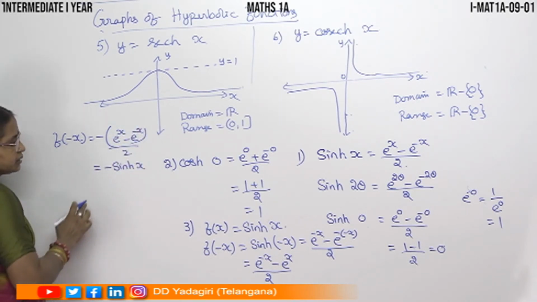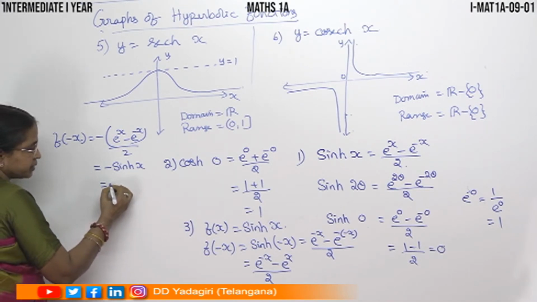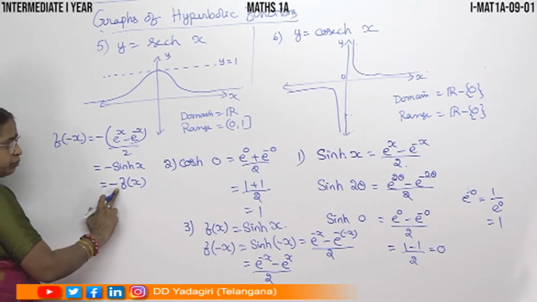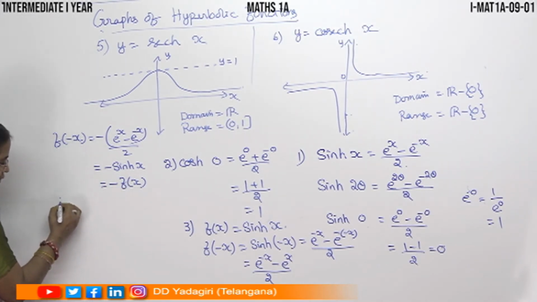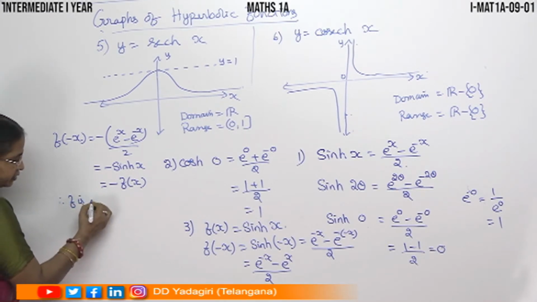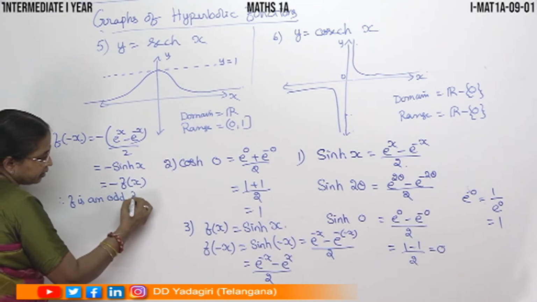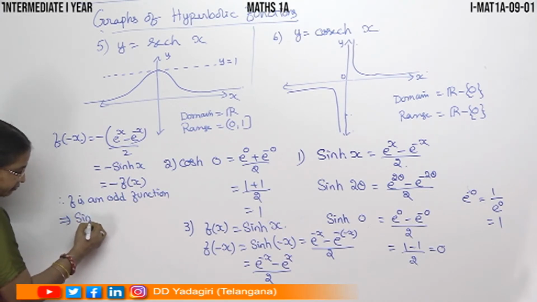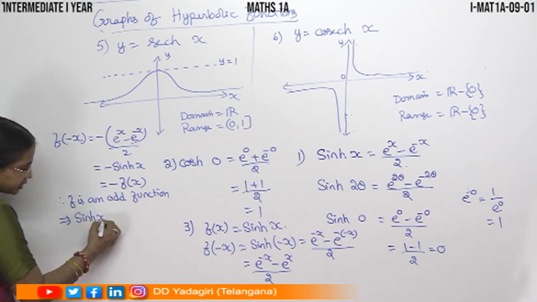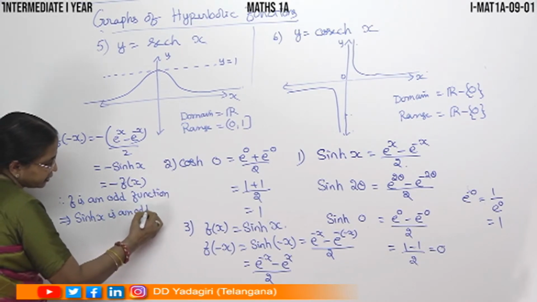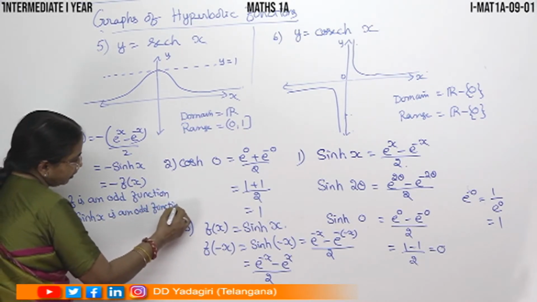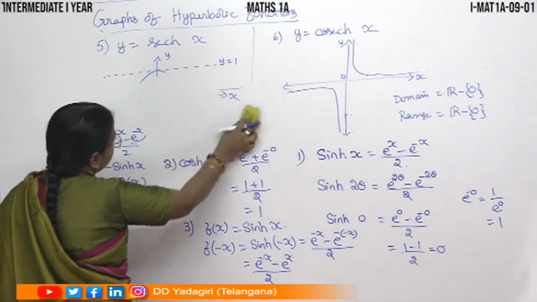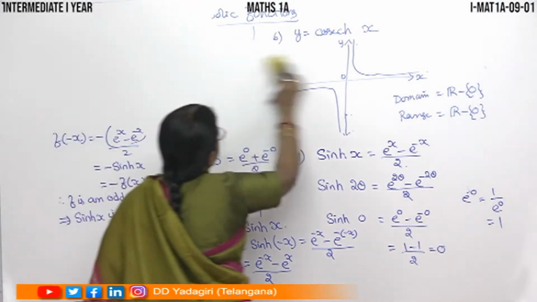So it is minus of sinh x, which means it is minus of f of x. So we proved that f of minus x is equal to minus f of x. Therefore, f is an odd function. Our f is sinh x, so sinh x is an odd function. Now in the same way you can prove that cosh x is an even function.